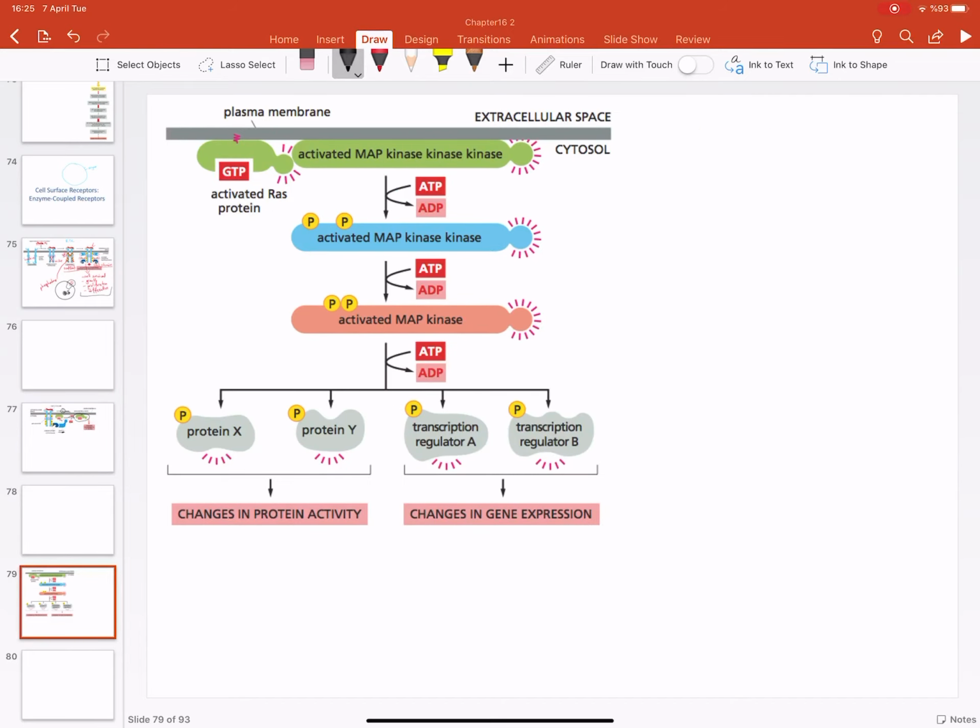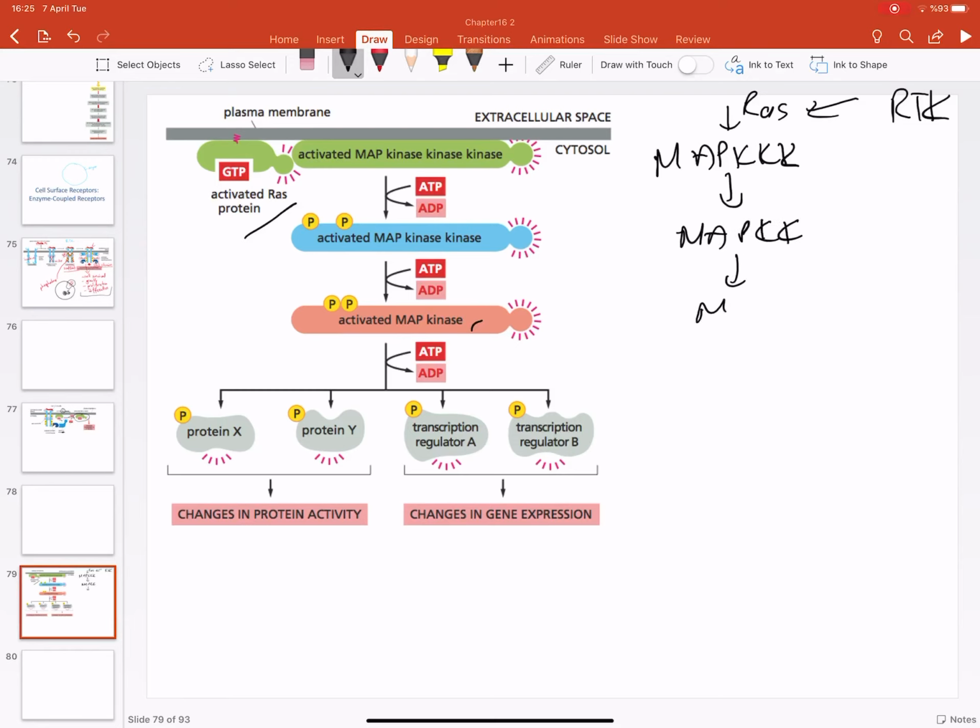Now, next, the RAS protein activates MAP kinase. The names are funny. It's a kinase itself. In the second step, it activates MAP kinase. In the third step, it activates MAP kinase. And in the next one, it induces several things, including mitosis.